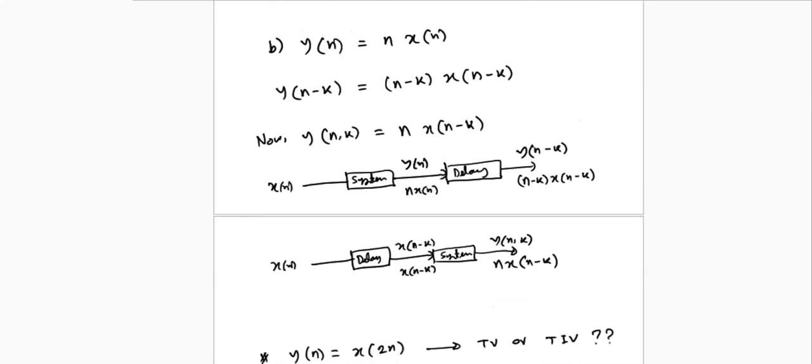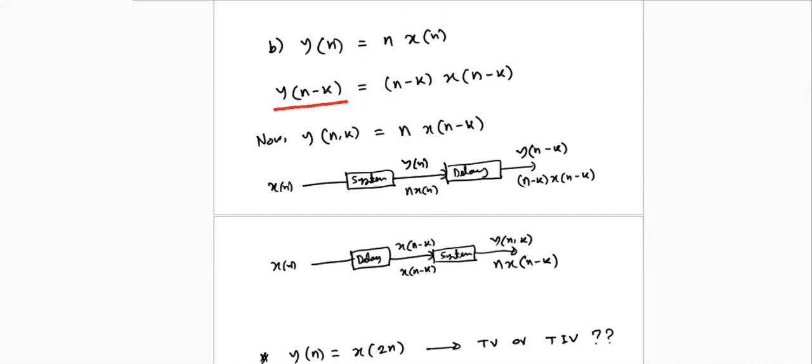Probably you have gone through this. The system is defined as y[n] equals n times x[n]. So what does that system do? It takes your input and multiplies it with the sample position, the own position of that sample. Okay. So first of all, number one, we are shifting our output for k samples.